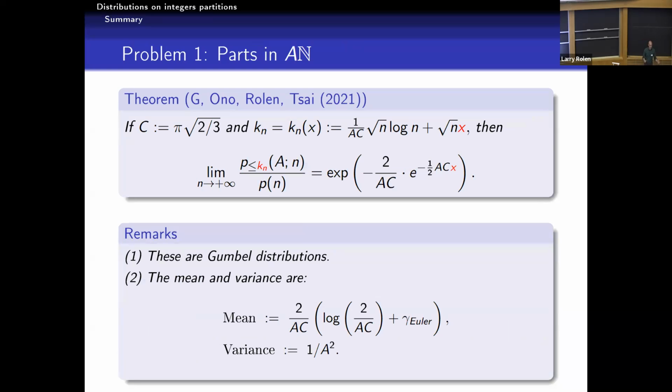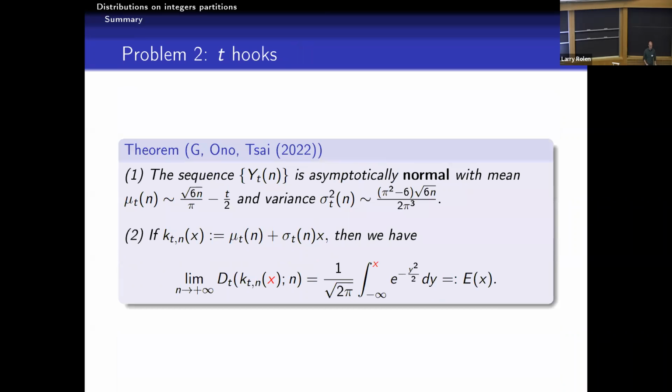Okay, so just a quick review. We have these theorems. Our first theorem here is this distribution for the proportion of partitions of n so that no more than n parts are divisible by a, gives us this nice Gumbel distribution with the mean and variance coming out exactly from that distribution.